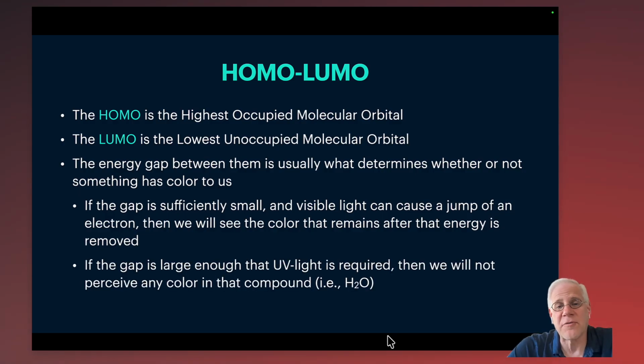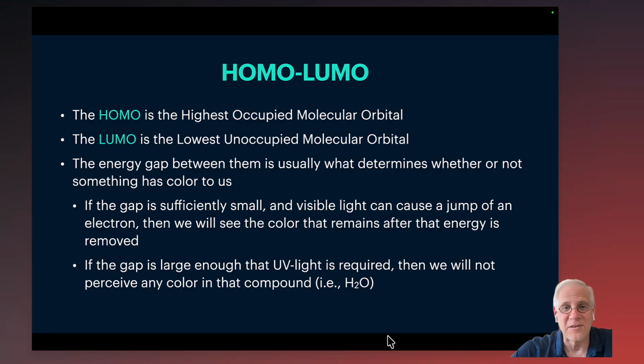If the gap is large enough that UV light is required, then a wavelength of UV light will be removed from what we perceive. But of course, UV light we don't interact with our eyes, and so we won't perceive any color in that compound. And a good example of that is water. The reason water has no color is because the light that takes an electron out of the HOMO of water and puts it into the LUMO of water is high enough in energy that we can't perceive what's left after that UV light is removed from the UV light that was put into it.